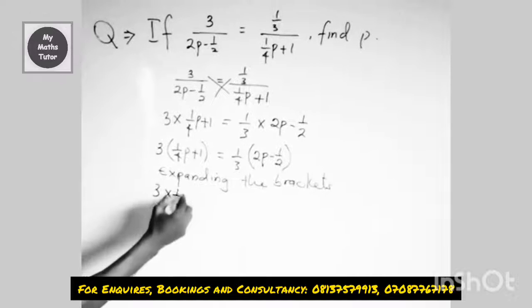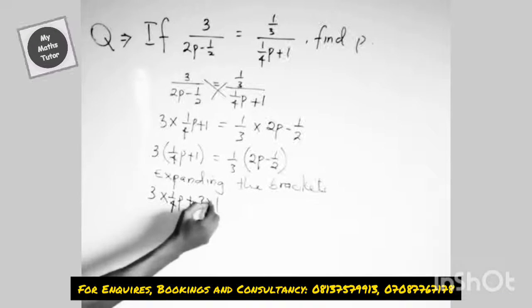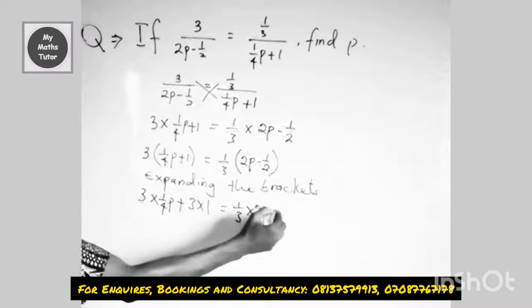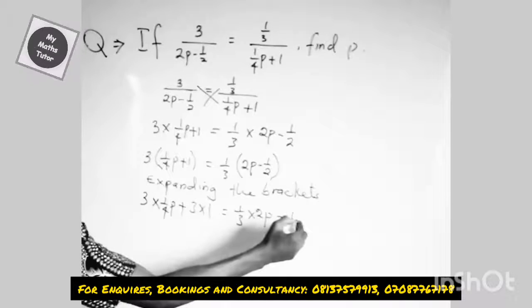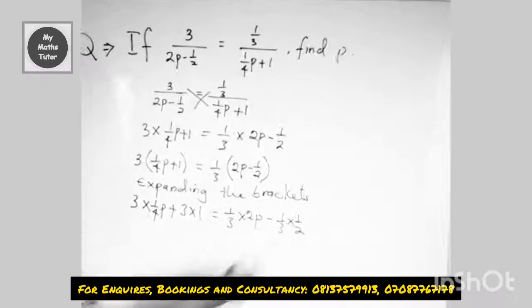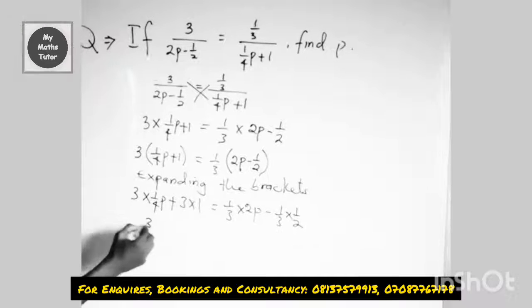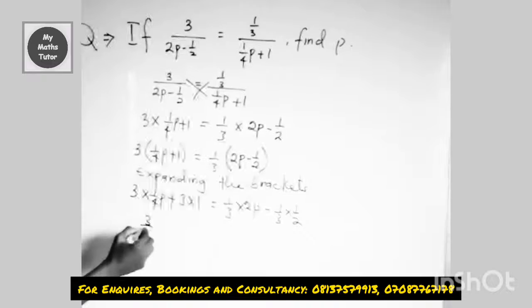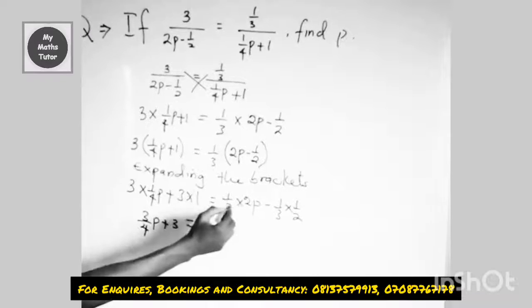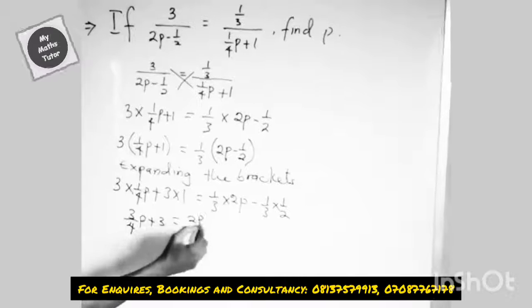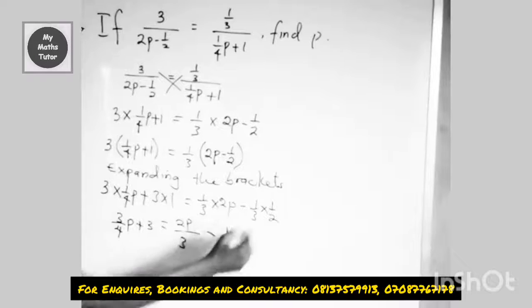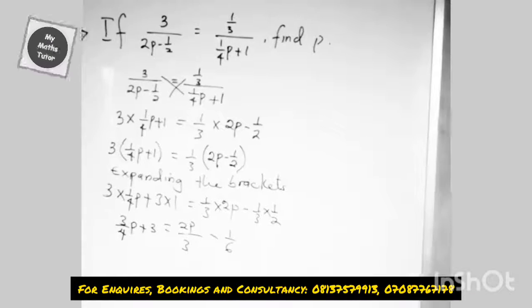We get 3 multiplied by 1 over 4p plus 3 multiplied by 1 equals 1 over 3 multiplied by 2p minus 1 over 3 multiplied by half. Now, 3 times 1 is 3, over 4p, plus 3 times 1 is 3, equals 1 times 2p is 2p over 3, minus 1 times 1 is 1, over 3 times 2 is 6.